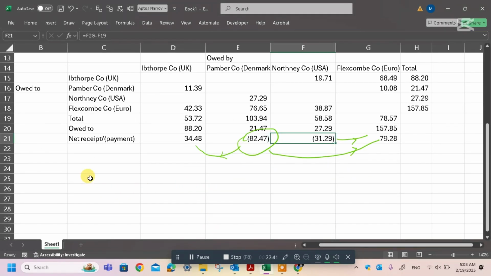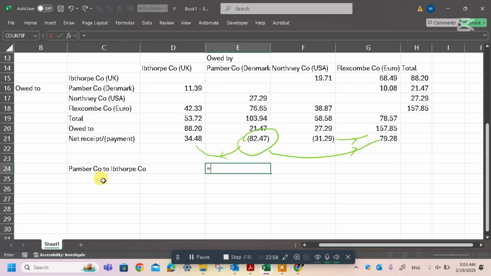So let's say Pamber company pays Pamber company to Ipthop company. How much do they have to pay? This amount, $34.48 million. Then how much will be the balance? Let's do a check here. 82.47 minus 34.48. How much is that? 47.99 is still there. Where are they going to pay that? To F company.